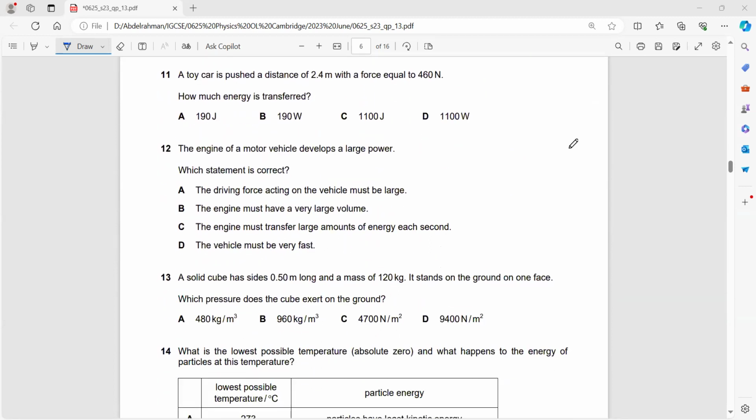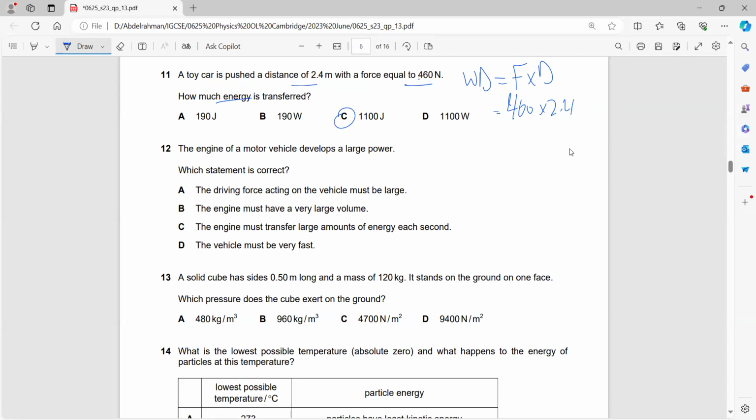Question 11. A toy car is pushed a distance of 2.4 meters with a force of 460 newtons. How much energy? Again, we can calculate energy, which is work done, equals force times distance moved. 460 times 2.4 would be 1,100 joules. Quite easy.